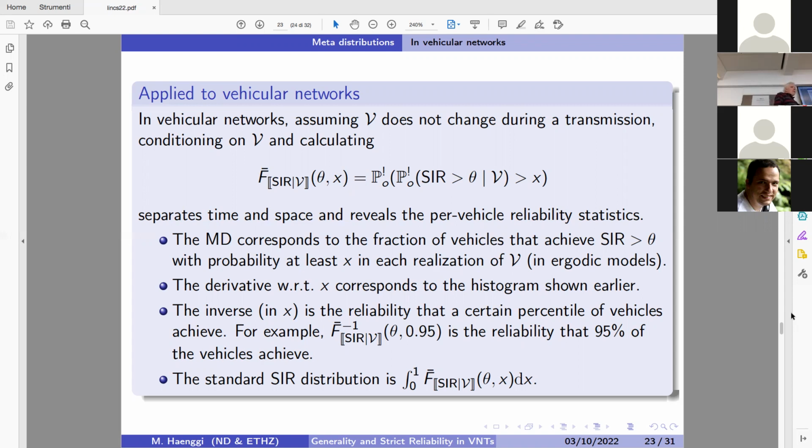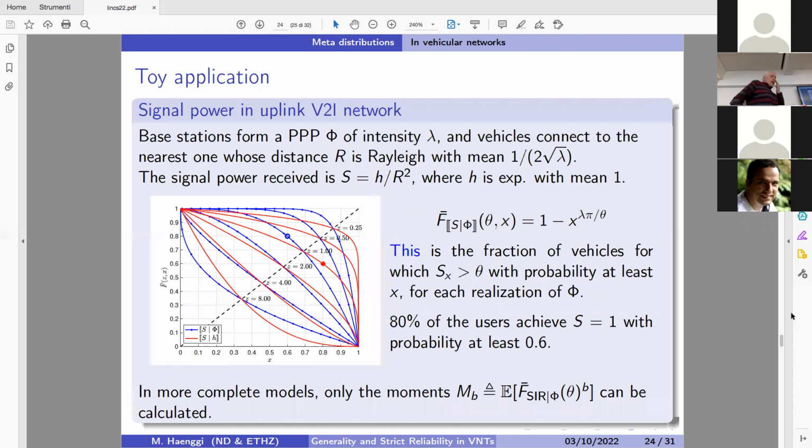And then if we want, we can go back to the standard SIR distribution by integrating over x. So there are a few simple cases where we can get a closed form result. Assume that vehicles try to communicate to a base station infrastructure, and the base stations form a Poisson process of a certain intensity. Connecting to the nearest one means the distance there is Rayleigh, with mean 1/(2 sqrt(lambda)).